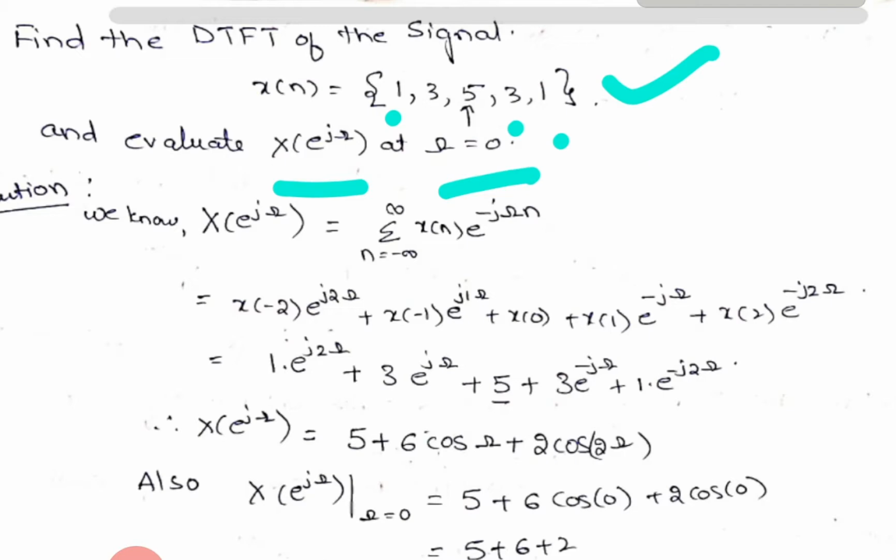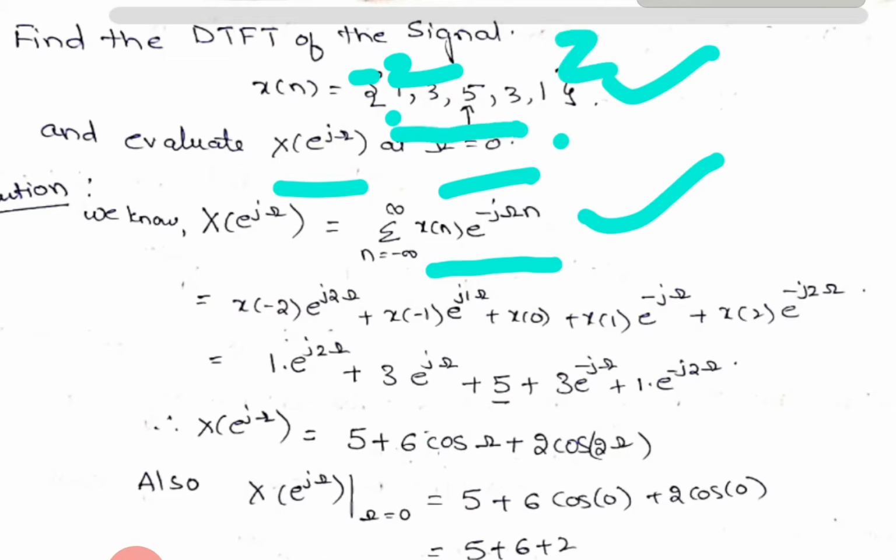Now we know that X of e raised to j omega is given as summation n equal to minus infinity to plus infinity x of n e raised to minus j omega n. Here the signal exists only from minus 2 to plus 2. Rest of them the signal is not given. It exists only for these values. Therefore our limits will be n equal to minus 2 to plus 2.